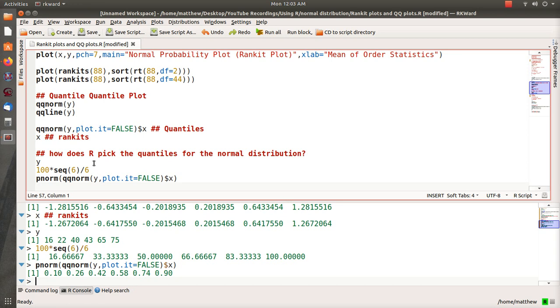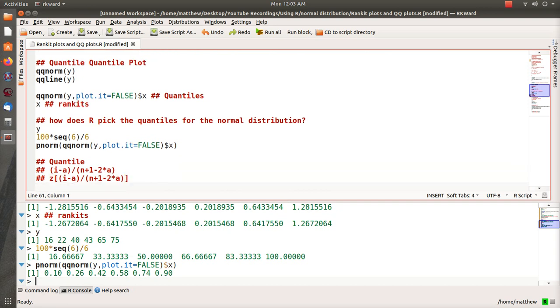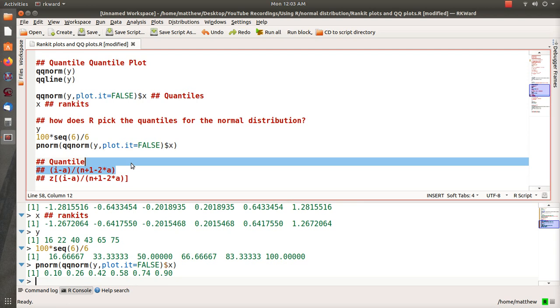It has a formula that says, if this is from a normal distribution, we have a sample size of 6. The smallest usually represents about the 10th percentile. The largest is about the 90th percentile. Now the question is, what's the formula? And this is the formula. It's (i minus a) divided by (n plus 1 minus 2a). And this is pretty much the formula that every QQ plot uses.